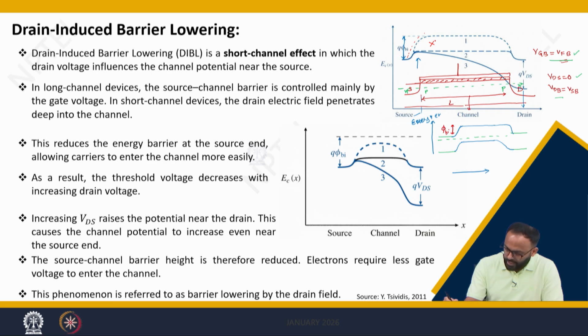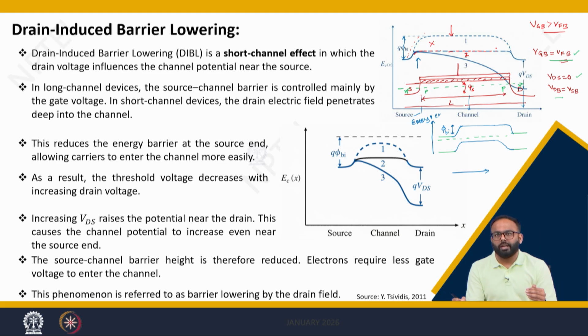Now, consider a case when you increase VGB greater than the flat band voltage. It means you are applying positive field lines. If you apply positive field lines, the surface potential in the channel increases. If the voltage increases, as we have already discussed, the potential energy reduces. It means the barrier gets lowered, and this line 2 shows the lowering of the barrier at the source side.